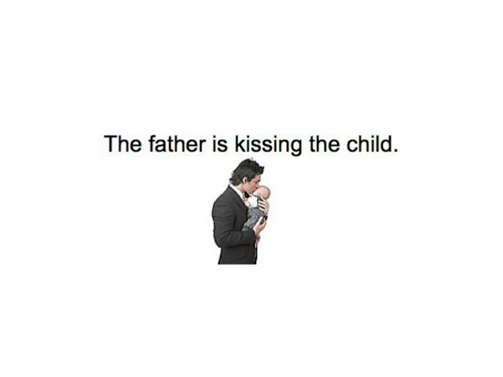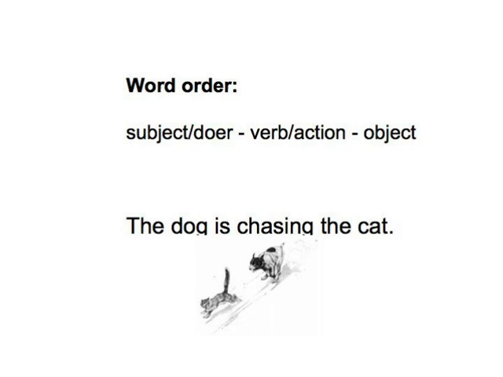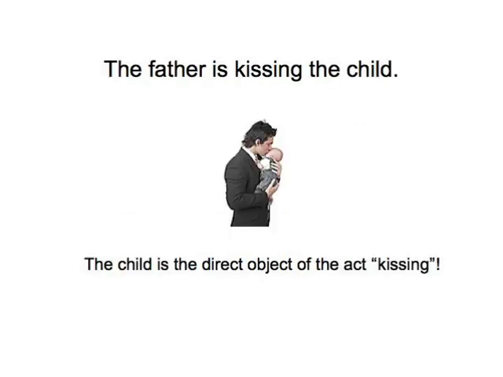Well, in English, we use word order alone for clarification. So in a normal sentence, the doer, or subject, comes first, then the action, the verb, and then the object of the action. In grammatical terms, the cat is the direct object of the verb chasing. So in the sentence, the dog is chasing the cat, we know immediately that the cat is at the receiving end of the action. And in the sentence, the father is kissing the child, we know that it is the child the kissing is directed to. The child is the direct object of the verb kissing.